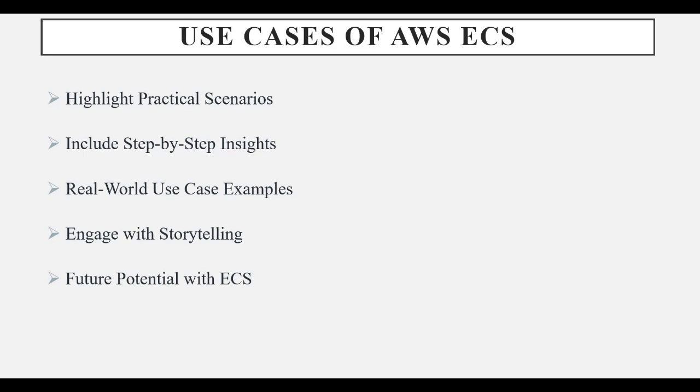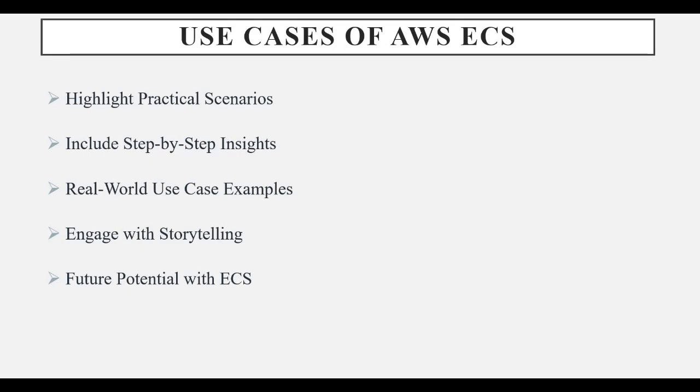And include step-by-step insights. So rather than a technical deep dive, offer a journey-like approach, for instance how to deploy and scale the application seamlessly with Amazon ECS, and also guide readers from the setup step to monitoring. The next is real world use case examples. It showcases the industries or businesses that commonly use ECS and how it helps address their specific needs, like handling seasonal traffic spikes or ensuring seamless deployment in fast changing environments.